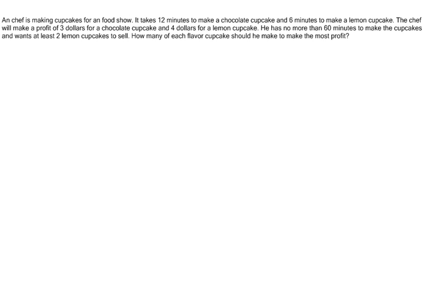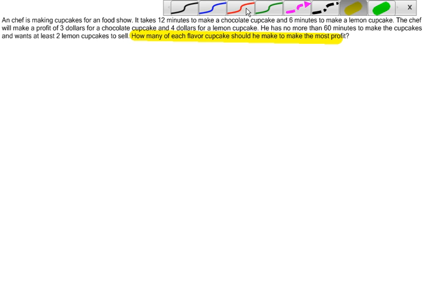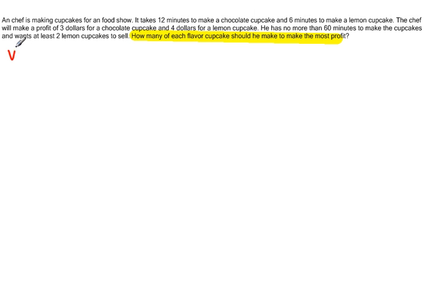Okay, first thing you've got to do: what are we asking? The question in this problem is, how many of each flavor cupcake should he make to make the most profit? So what that means is that you have to define your variables. We've got two kinds of cupcakes, so we've got two variables. We're going to let x equal chocolate, and we're going to let y equal lemon.